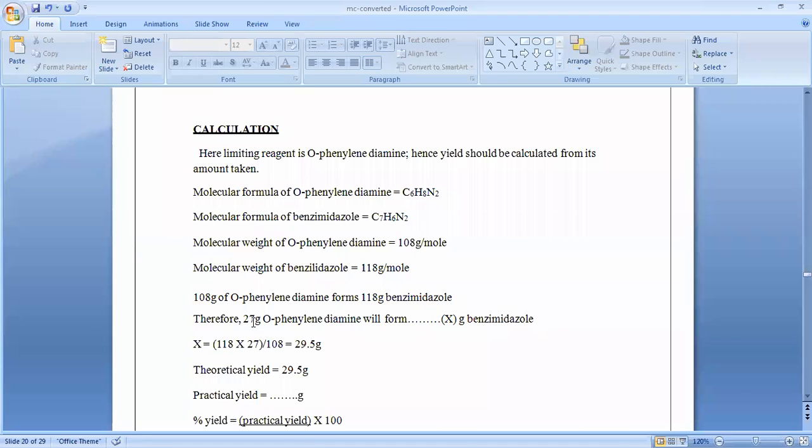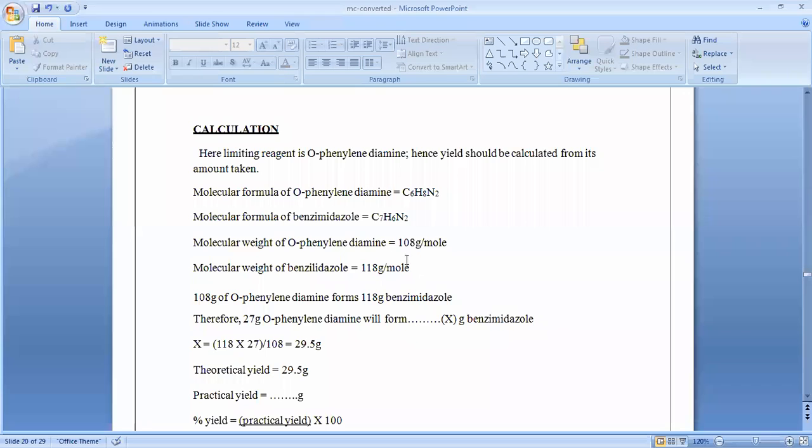Therefore, how much quantity have we taken for this particular synthesis? We have taken 27 grams of orthophenylene diamine. So if 108 grams of orthophenylene diamine gives 118 grams of benzimidazole, then 27 grams of orthophenylene diamine gives how much benzimidazole? Here we consider the quantity of benzimidazole as X. So X is equal to, by cross multiplication, we can get the theoretical yield of the benzimidazole, and the theoretical yield of benzimidazole is 29.5 grams.